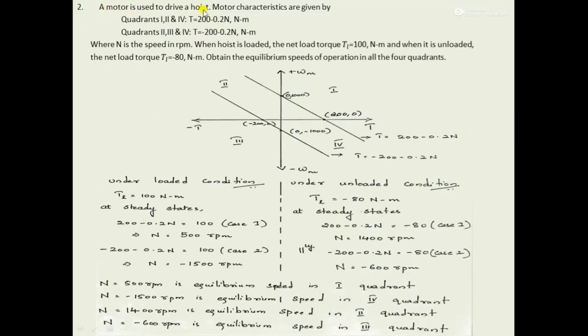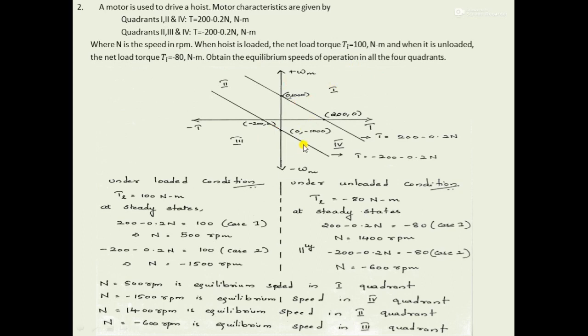A motor is used to drive a hoist. Motor characteristics are given by quadrants 1, 2 and 4: T is equal to 200 minus 0.2 N Newton meter. Quadrants 2, 3 and 4: T is equal to minus 200 minus 0.2 N Newton meter. Just like in the previous problem, this N is indicating the speed in rpm. When the hoist is loaded, the net load torque is 100 Newton meter. When it is unloaded, the net load torque is minus 80 Newton meter. You are asked to find the equilibrium speeds of operation in all the 4 quadrants.